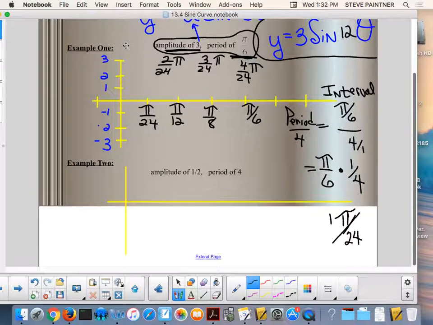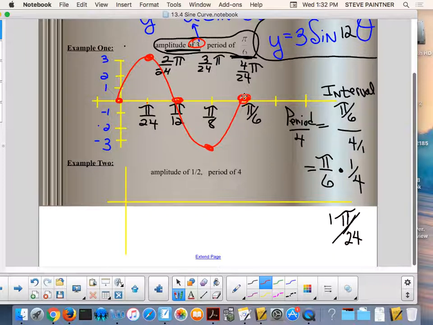Okay. Now the rest of this is so easy for us, I hope. You put 0 in. Now we're not going to make a table. You put 0 in. What do you get? 0. You put your first interval in. You're going to get your max. Our amplitude is 3. Okay. Then what? 0. Then what? Minimum. Then what? 0. Okay, so there it is. That's one cycle. That's one period.